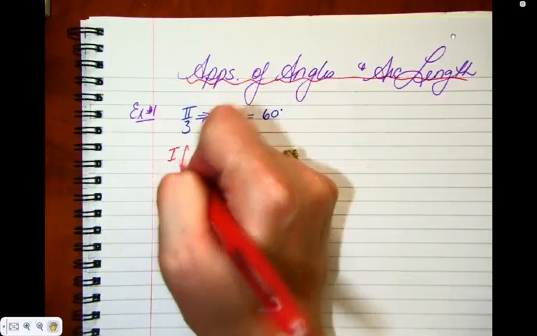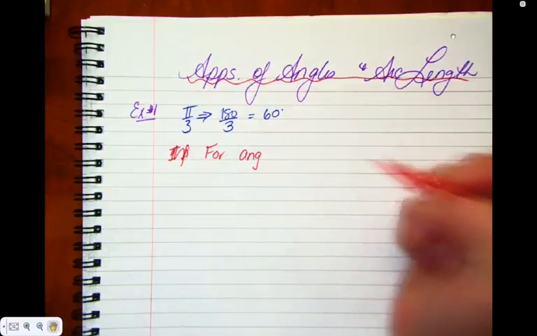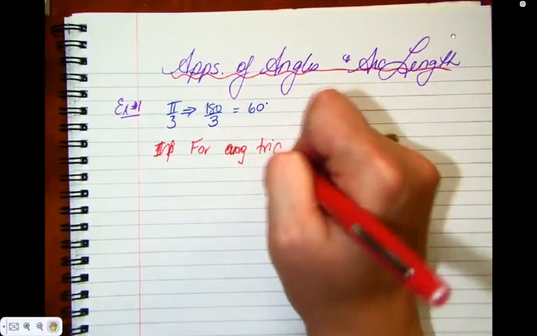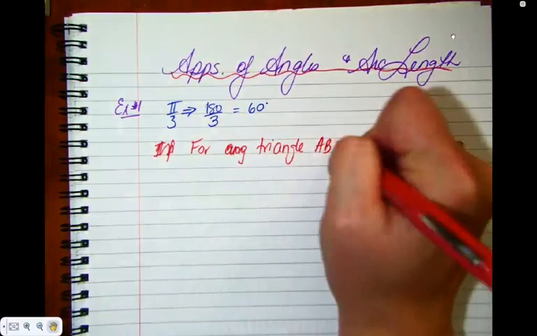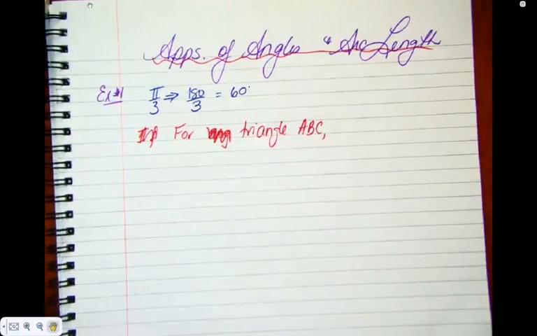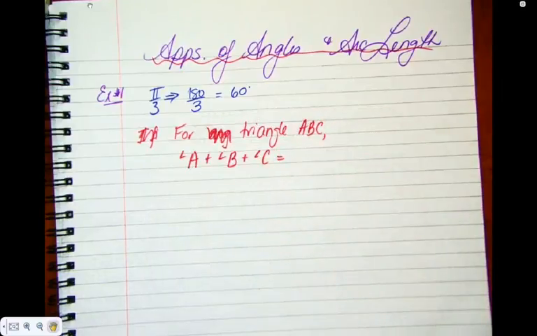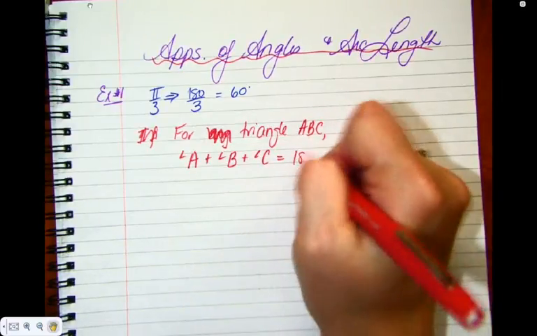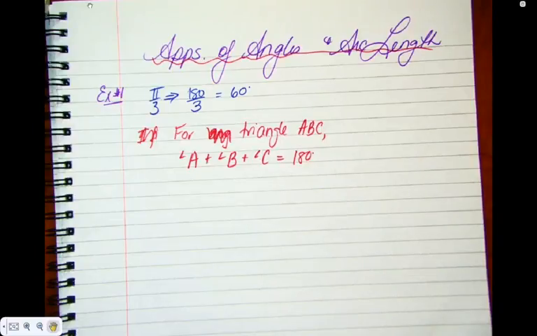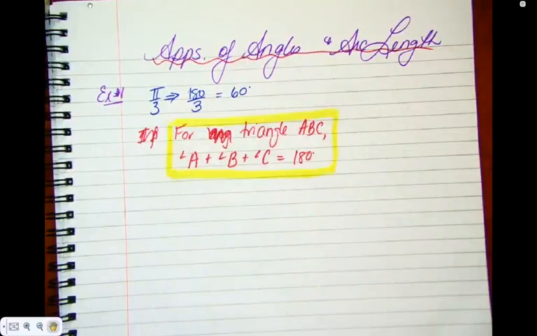But the property we're saying is, for any triangle ABC, angle A plus angle B plus angle C equals. See, now the visual people will picture the little corners of the triangle, and the auditory people got to play. But I'll say it again for you. For triangle ABC, angle A plus angle B plus angle C always equals 180.